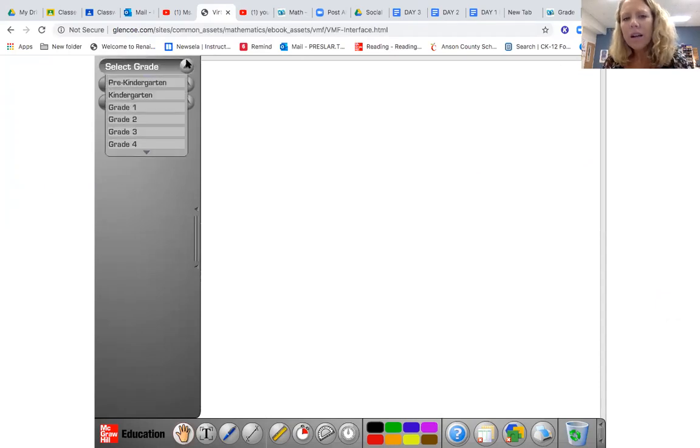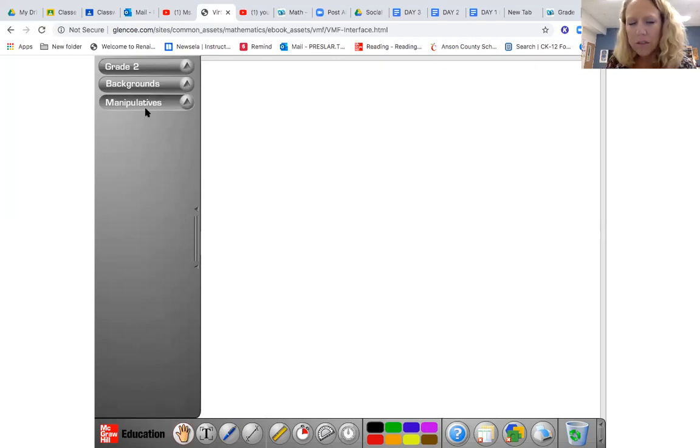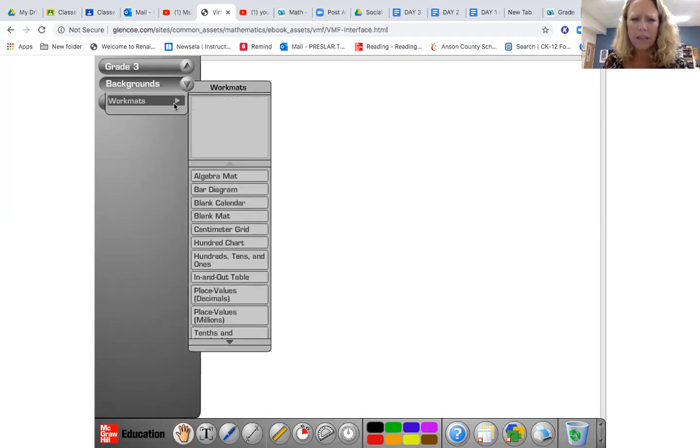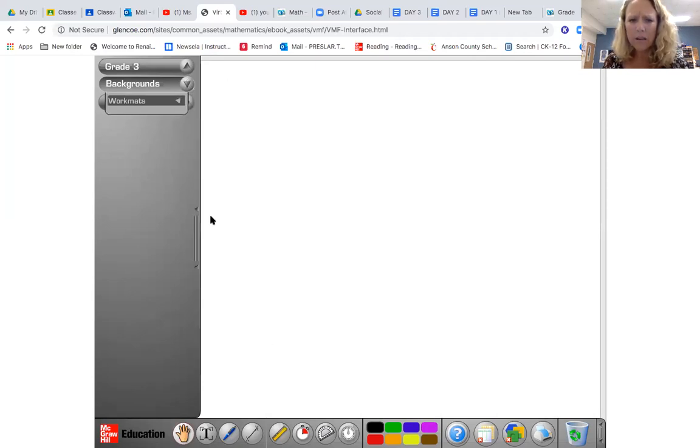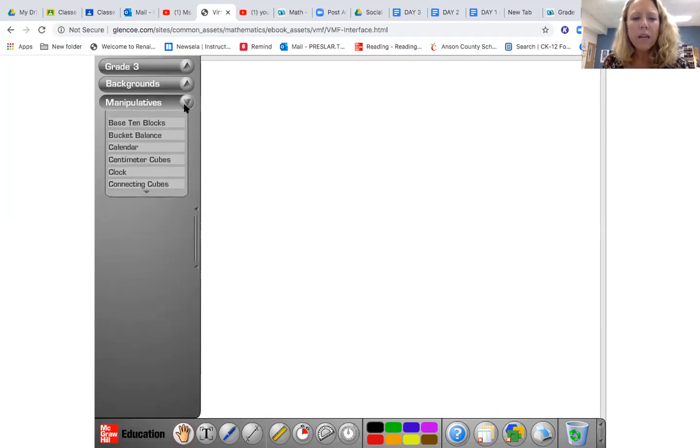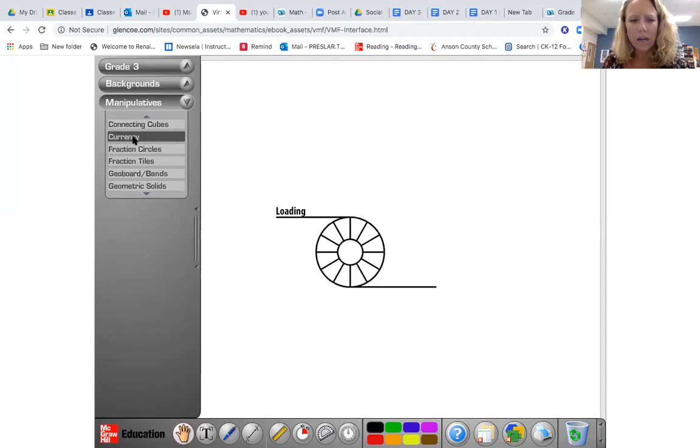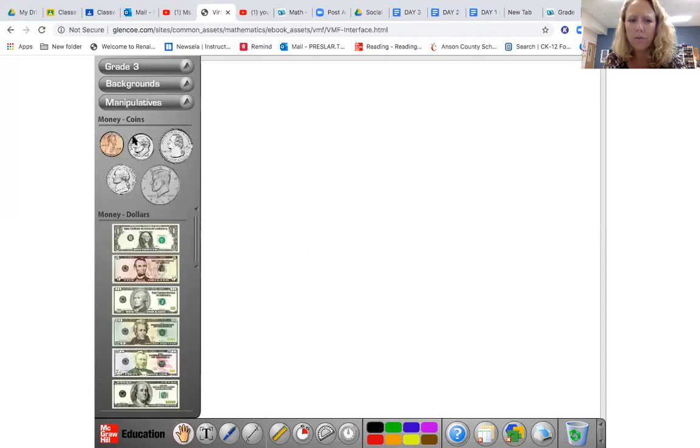You can select the grade level. It kind of narrows down your backgrounds and your manipulatives for grade 2. Grade 2 and grade 3 share a lot of the same manipulatives, but what I'm looking for is just a basic blank word mat. It's not going to look any different than your white screen. And then under manipulatives, you may be thinking money, but you're looking for currency. And currency is another word for dollars and coins or money.